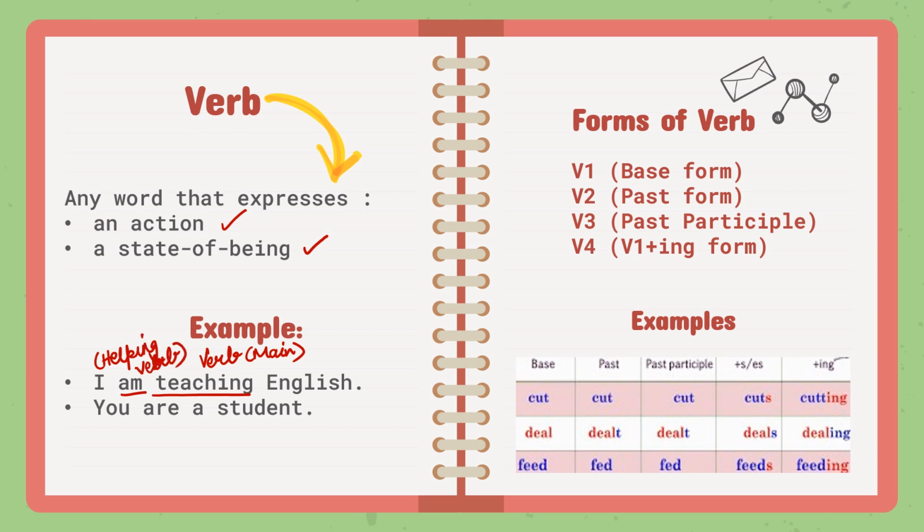So in this sentence, teaching is our main verb because this word is telling me the work which is being done. In the second sentence, you are a student. No work is being done over here, but it is telling me the state of being. So you are a student. Over here, this are is our verb.